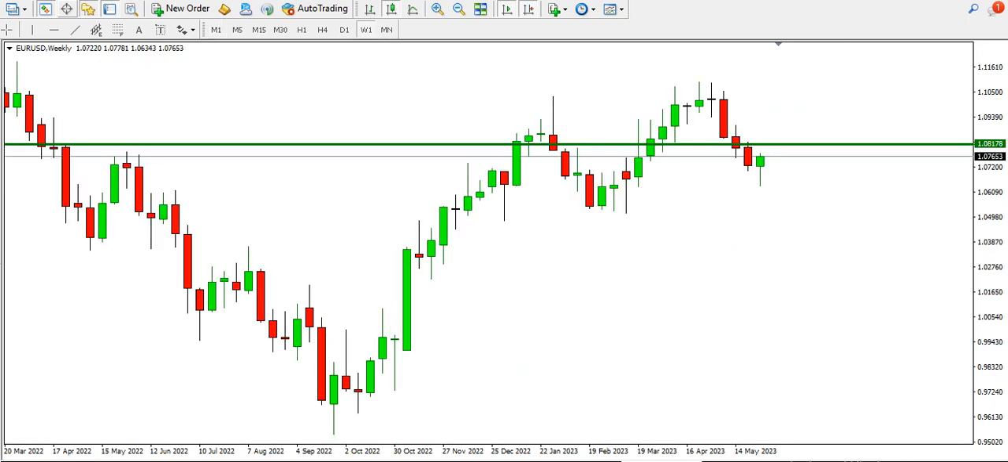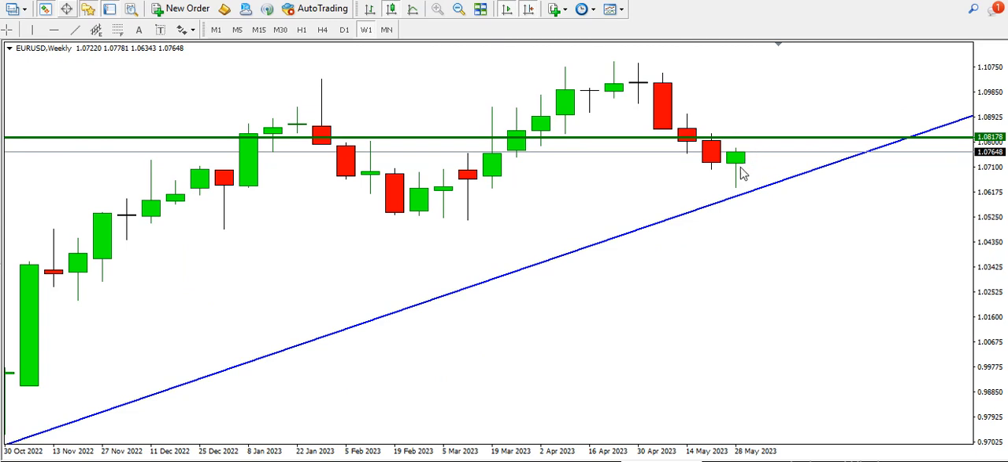Let's take a look at Euro USD on the weekly time frame. The price of Euro USD on the weekly time frame shows that the price has been bullish, but now we are in a range, as today is the last day of the week. We are seeing a bullish pin bar forming for this particular week. We might see price pushing higher today.